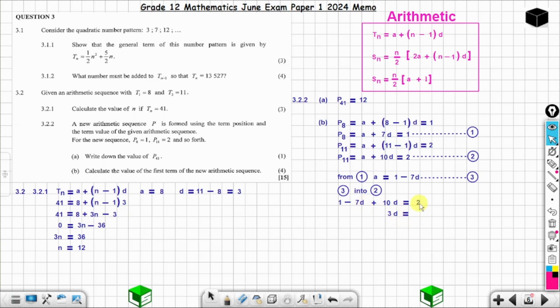This is equal to 2 minus 1, which is 1. So D is equal to 1 over 3. Now A is equal to 1 minus 7D. D is equal to 1 over 3. This is equal to minus 4 over 3.